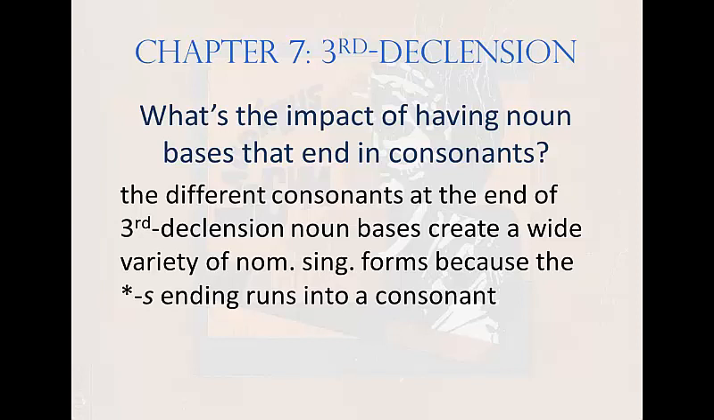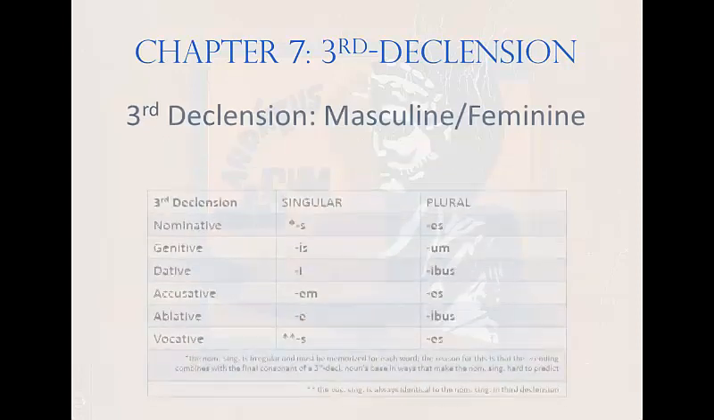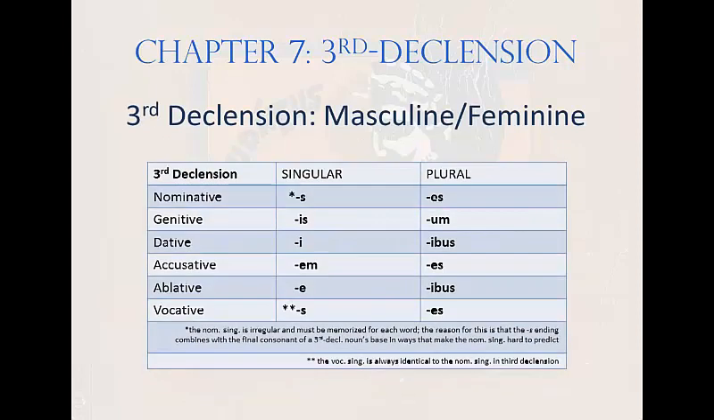That's the bad news. The good news is that only one case and number is affected by this, the nominative singular. All the other case endings begin with vowels, and consonants running into vowels does not create the same kind of problem that consonants running into consonants does. Thus, after the nominative singular, third declension forms are regular and predictable. And here they are. Let's recite them together.